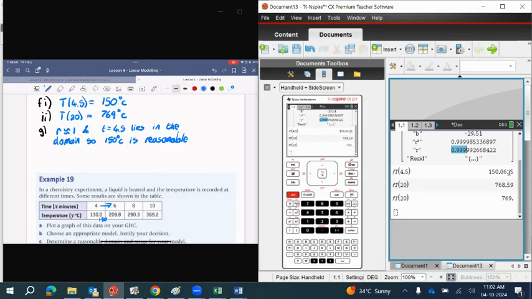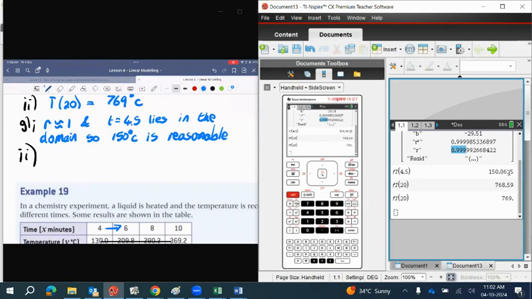So what I would say is in part G, and this is where we do the interpretations. This course is called Applications and Interpretations. And this is a very typical question for our course, because we're asked to apply our math in a contextualized question and make interpretations. So in this case, we would say that T equal to 20 lies outside the domain.